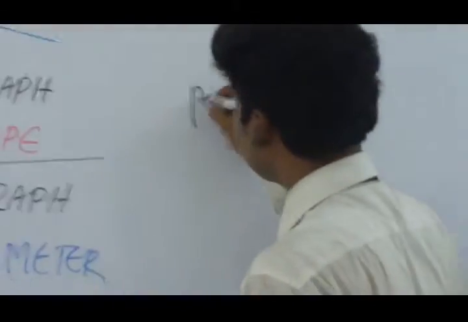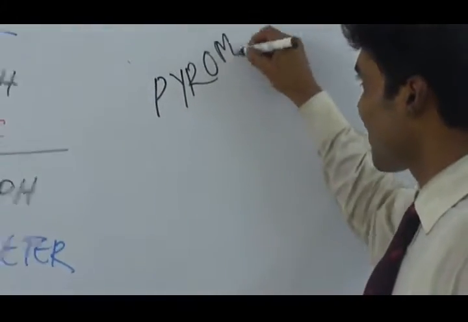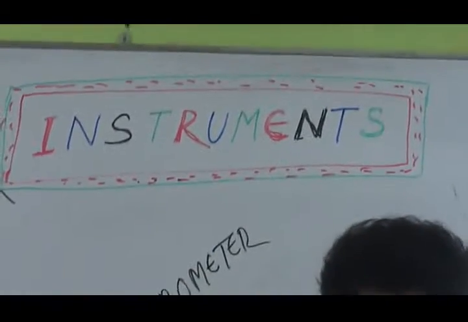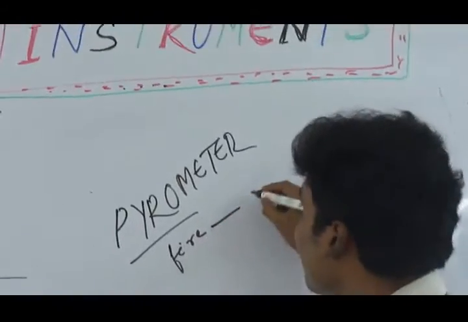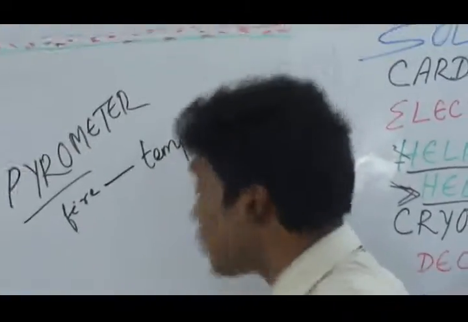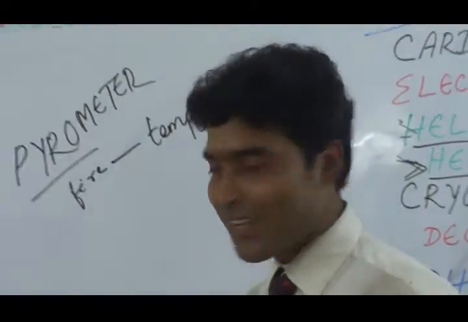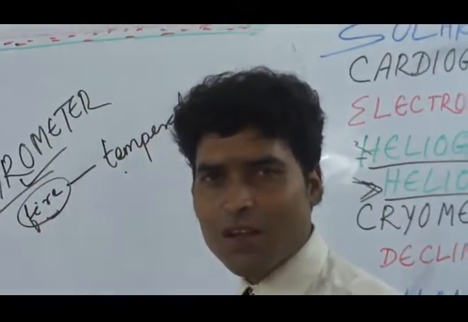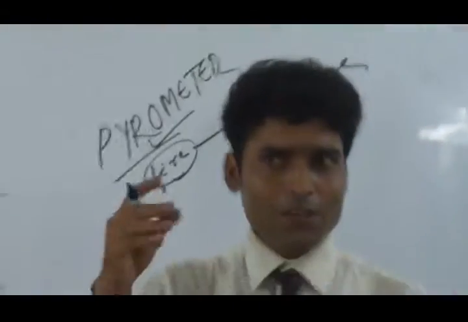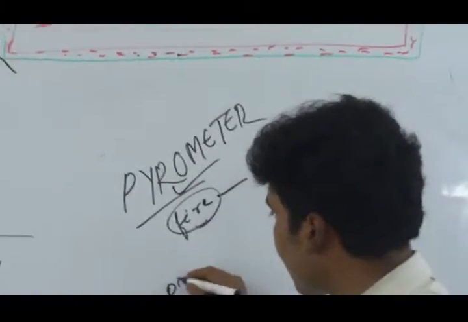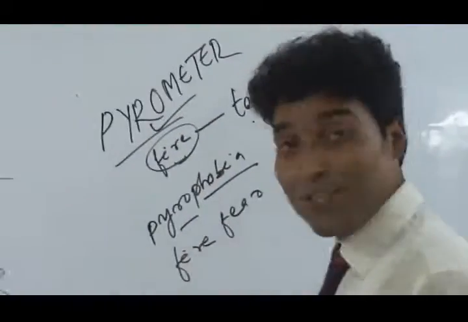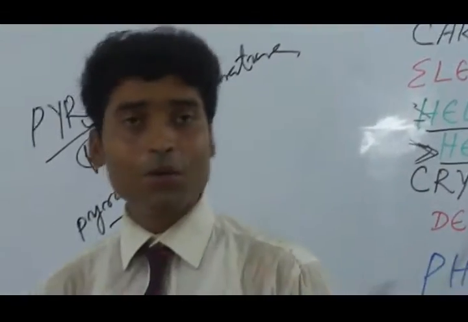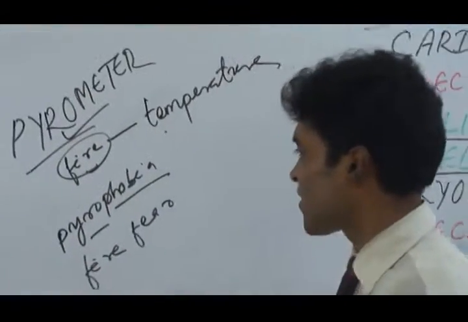Another word we have to discuss right now is pyrometer. What is pyrometer? Do you know what pyro is? Pyro means fire. Actually it is related to temperature. So the instrument which is used to measure the intensity of temperature of fire is known as a pyrometer. Do you know pyrophobia? Phobia means fear, and pyro means fire. Some children in school days or early childhood may fear fire. This is pyrophobia.